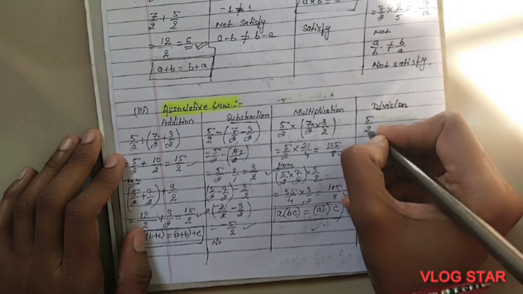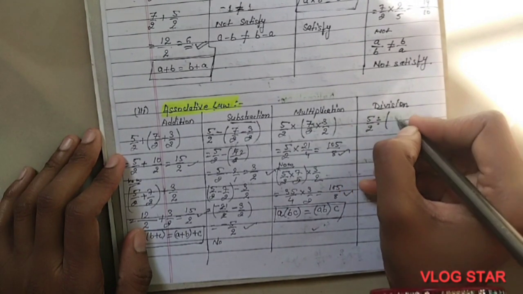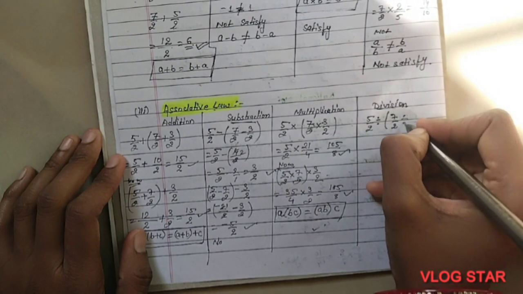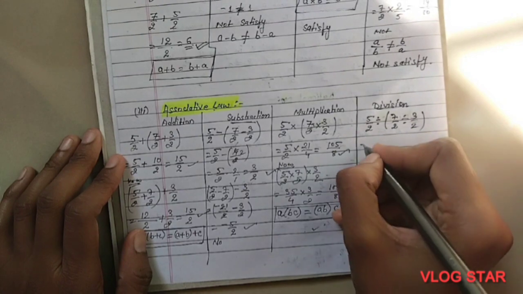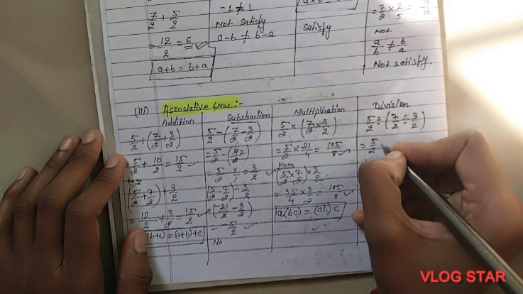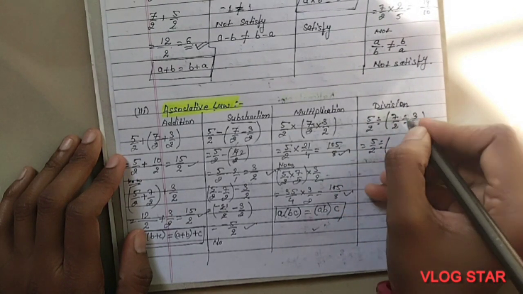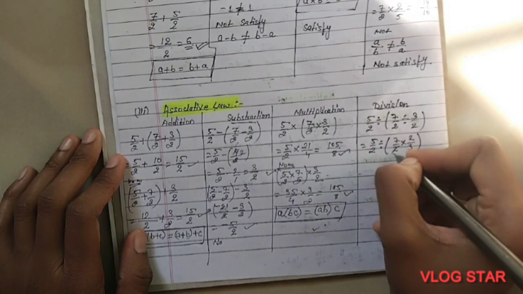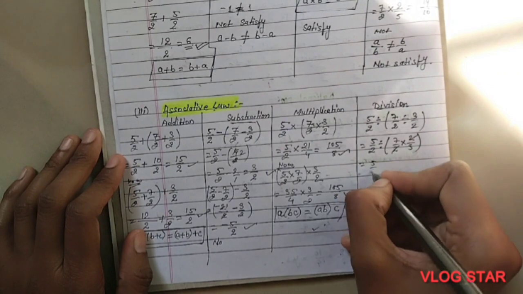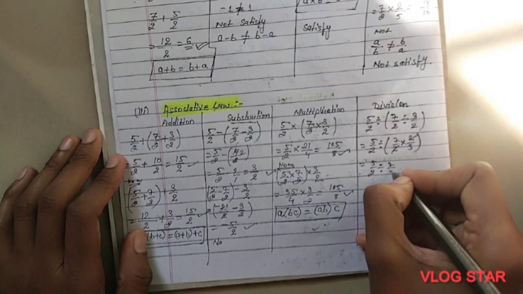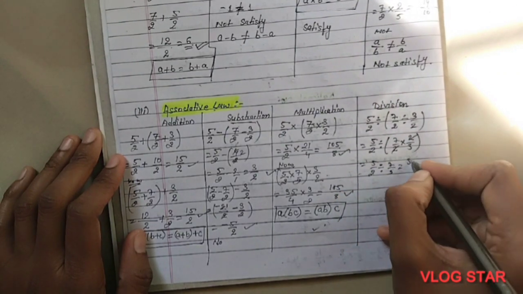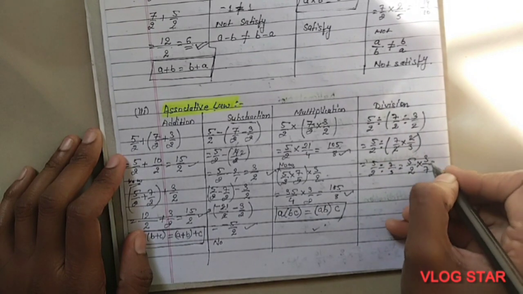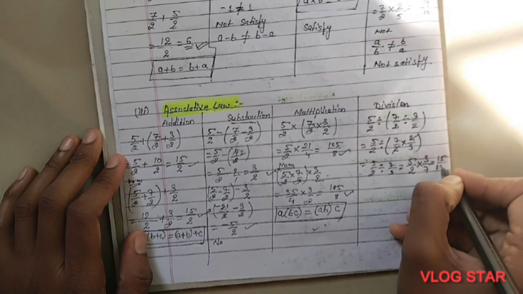If I take the same example, 5 by 2 is alone and 7 by 2 is together, what will I get? 5 by 2 divided by, and this will be a reciprocal, then 5 by 2 into 2 by 3, which means I will get 5 by 2 divided by 7 by 3. Again it will be a reciprocal, then 3 by 7. What will I get? 15 by 14.